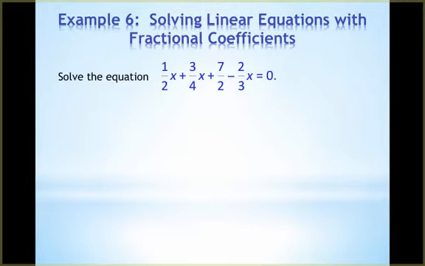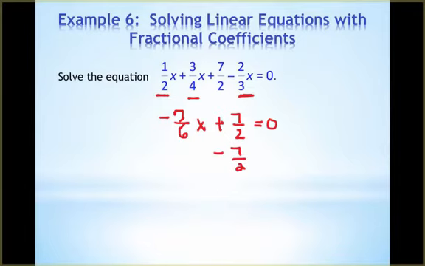In the next example, we have some like terms that we need to combine. So we have 1/2 x plus 3/4 x minus 2/3 x. So let's go ahead and combine that, and again, we'll use our calculator. Once I combine, I get negative 7/6 x plus 7/2 equals 0. But now we'll subtract 7/2 from both sides and get negative 7/6 x equals negative 7/2.